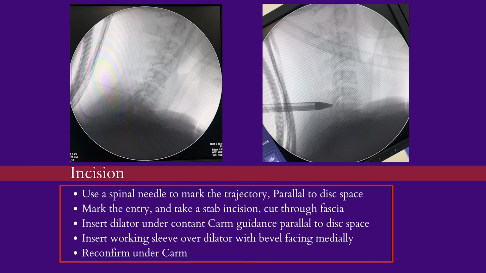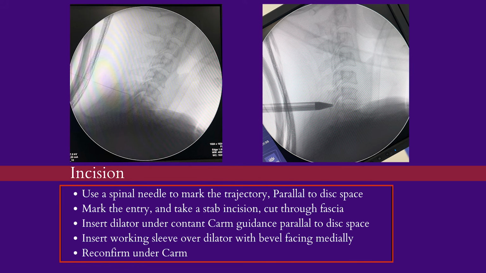So when you are taking the incision, you can use a spinal needle to mark the trajectory. The trajectory will be parallel to the disc space. So you can insert the spinal needle under the guidance of C-arm, and check whether the needle is going parallel to the disc space or not. So try to target the center of the disc space. Then you can remove the spinal needle and use that spinal needle insertion point as your incision site.